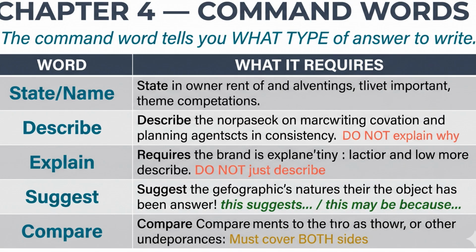5 words. State or name: 1 word or 1 phrase answer, no explanation needed. Describe: say what you observe, always with values and pattern. Do not explain why. Explain: give a reason why, use because or therefore, do not just describe. Suggest: make a geographical inference beyond the data, use this suggests or this may be because. Compare: state both similarities and differences, must cover both sides. Copy this table into your reference card if you haven't already. These 5 words govern every answer you write this year.